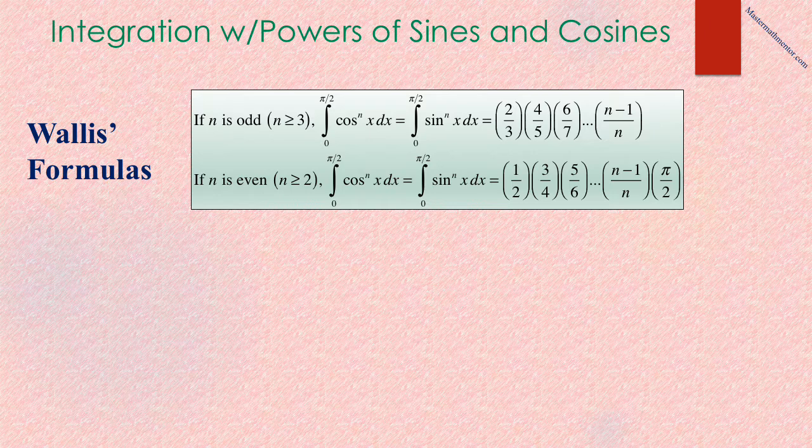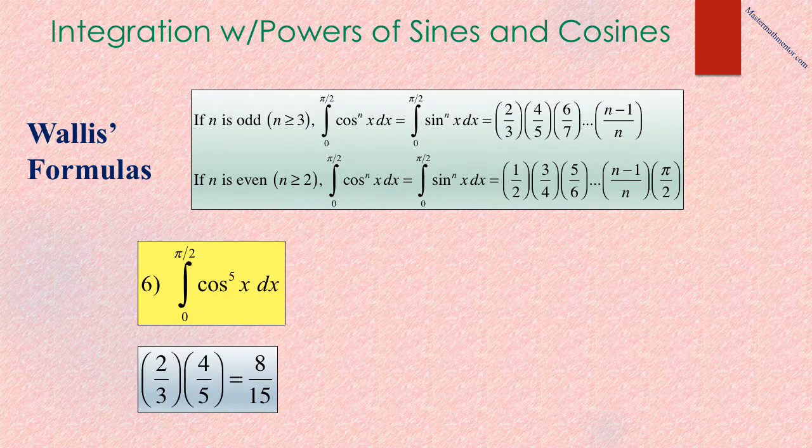Now if n is even and greater than or equal to 2, the integral from 0 to pi over 2 of cosine to the nth of x dx is also equal to the integral from 0 to pi over 2 of sine to the nth of x dx, which is 1/2 times 3/4 times 5/6 times ... again times n minus 1 over n, but that is multiplied by pi over 2.